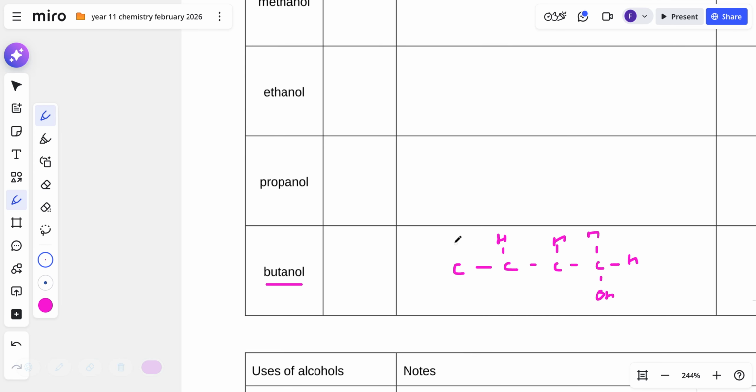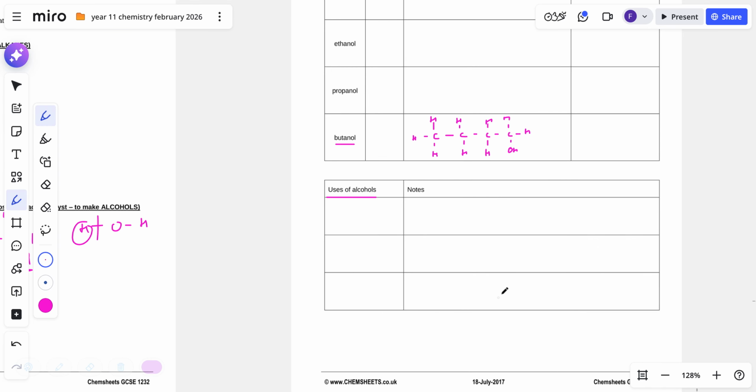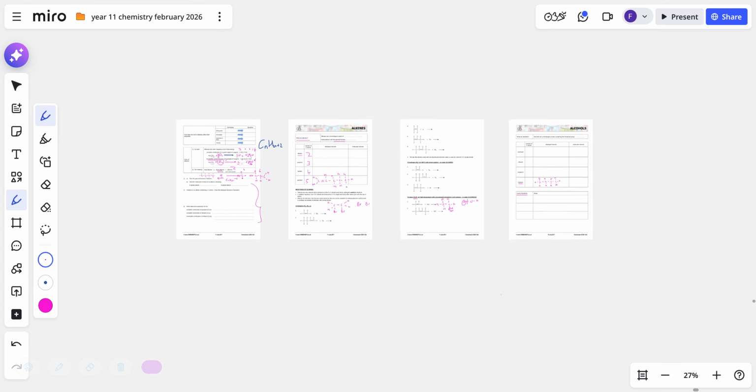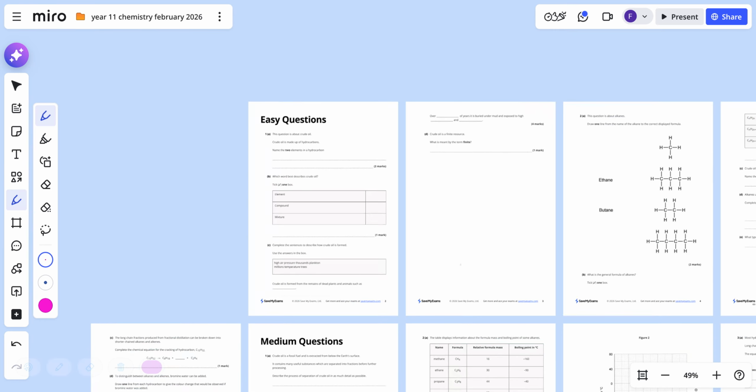Uses of alcohol. Alcoholic drinks. Cleaning. You can even use it as a fuel. I've not really written that down, and I'm not going to, because part of this is you doing a little bit of research. What are the uses of alcohols? Find them out. After you finish those, we've got these exam questions here. Yay, 8 minutes.